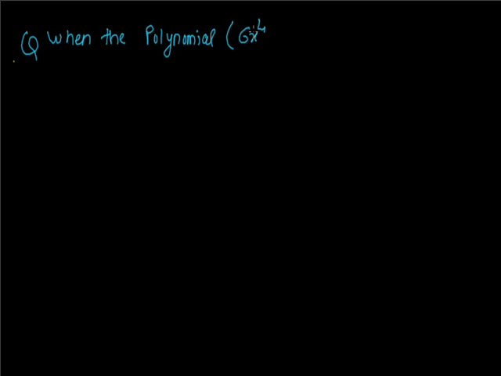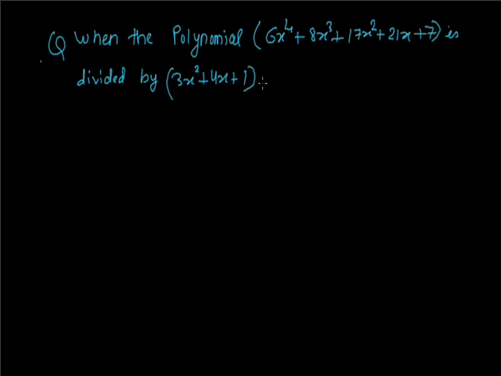Next, the question is: when the polynomial 6x raised to the power 4 plus 8x cube plus 17x square plus 21x plus 7 is divided by 3x square plus 4x plus 1, the remainder is ax minus b. Find a and b.